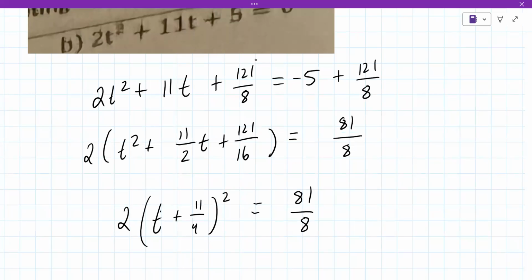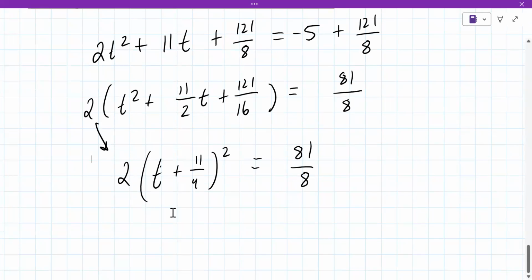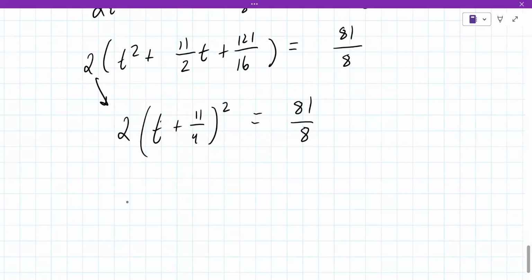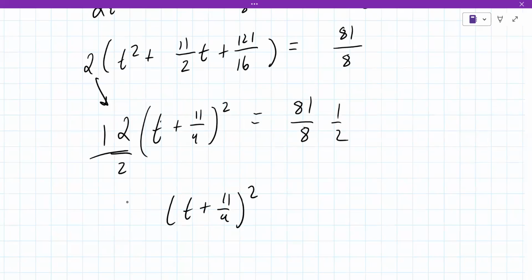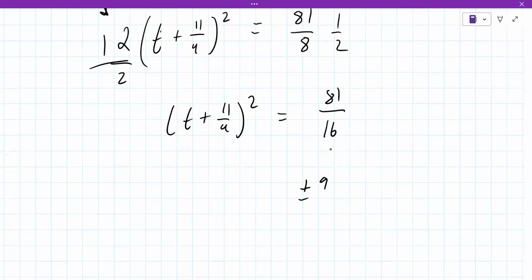Now, because there's a 2 in front, you can't forget to bring that down. That makes solving the square root better. You've got to move that to the other side first. You don't have to, but you really should. So divide by 2 or multiply by 1/2: p plus 11 over 4 squared equals 81 over 16. And hey, look, it's another kind of nice one. 9/4, plus or minus.